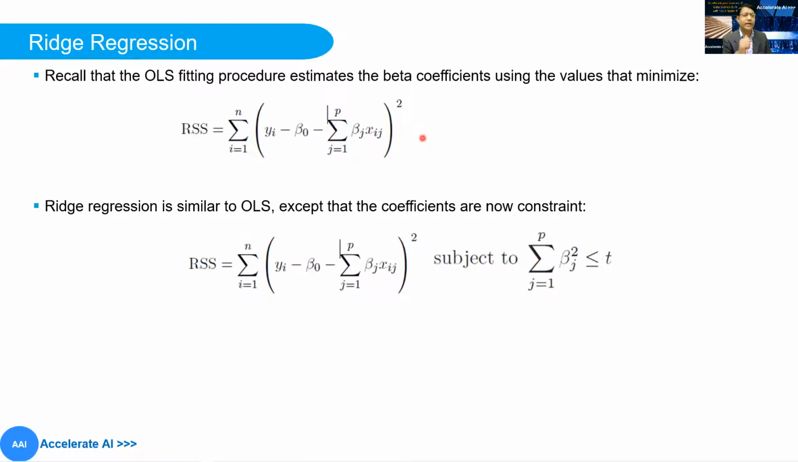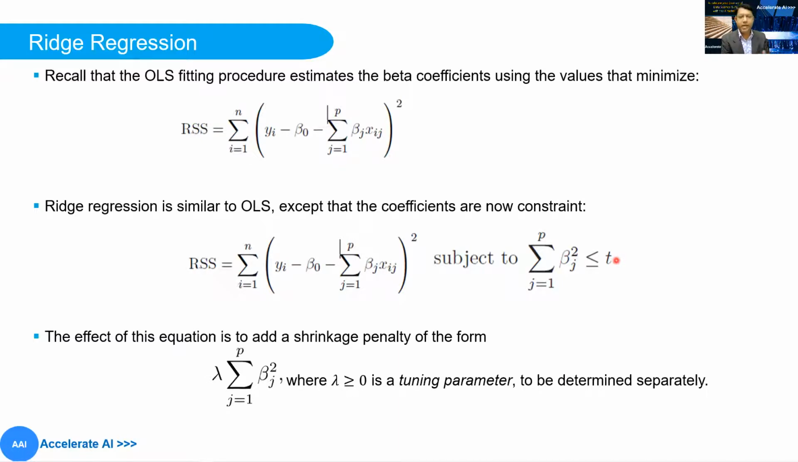Now what we do in ridge regression is very, very similar to ordinary least square, except that now we want to put a constraint on the coefficients. So we have the residual sum of squares as earlier. We want to minimize this. However, we have an additional constraint here which says that the sum of squares of the coefficients has to be less than a number t, where t is usually a small number.